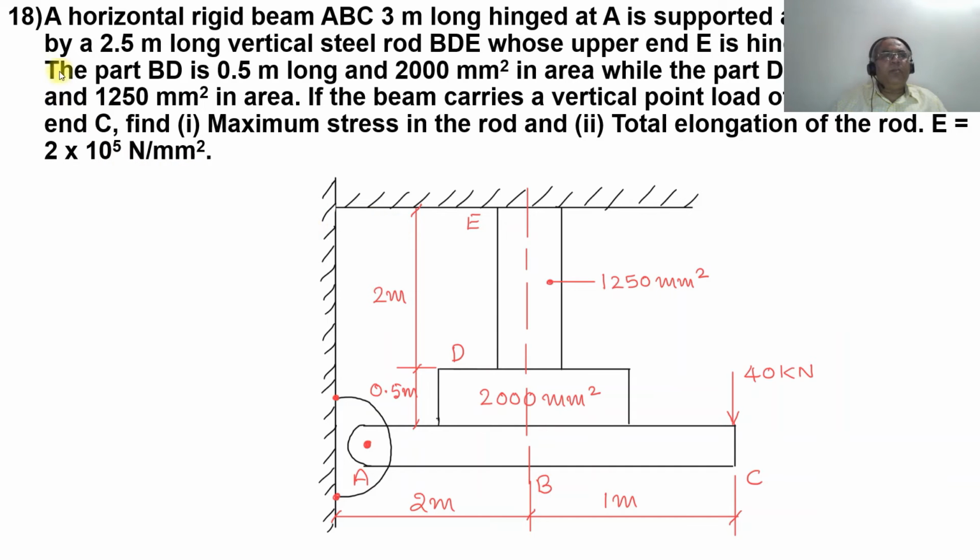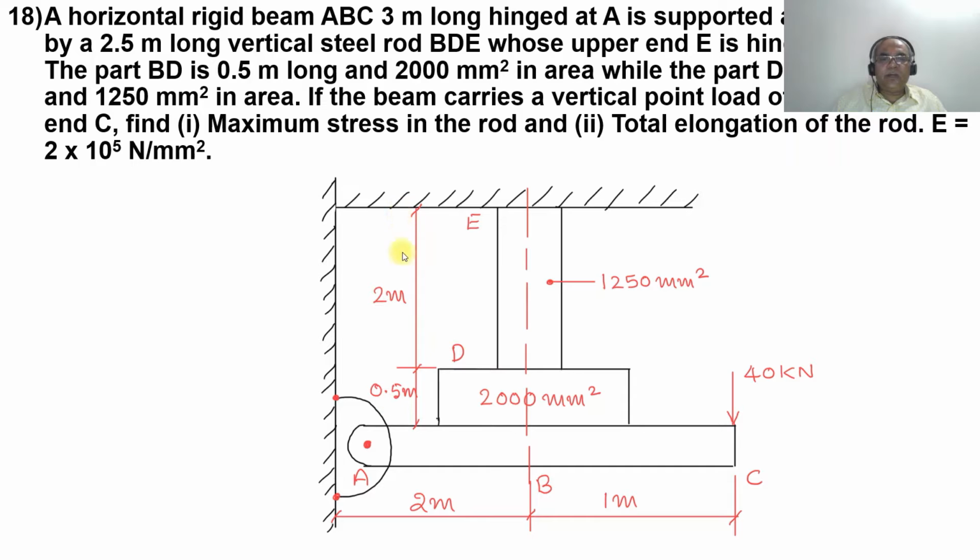Now we will take up one more problem. The problem number 18. A horizontal rigid beam ABC of 3 meters long, hinged at point A, is supported at the point B, 2 meters from A, by a 2.5 meters long vertical steel rod.